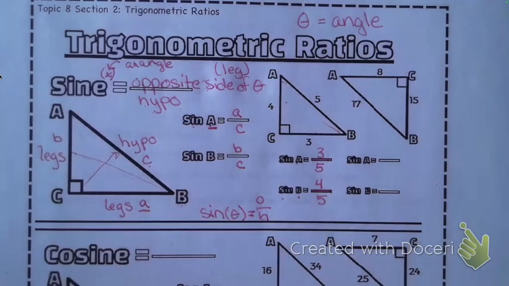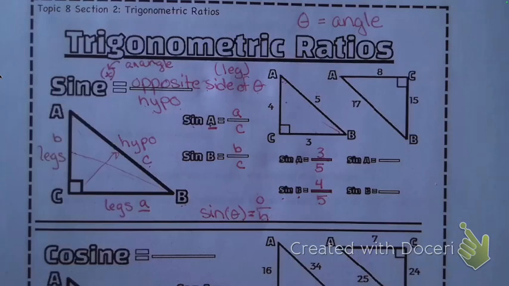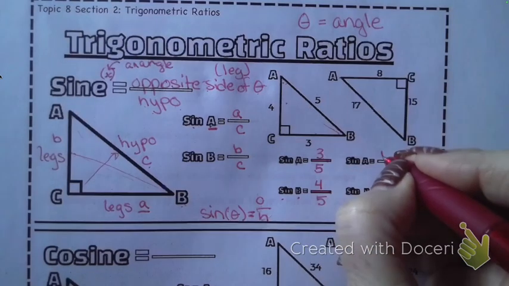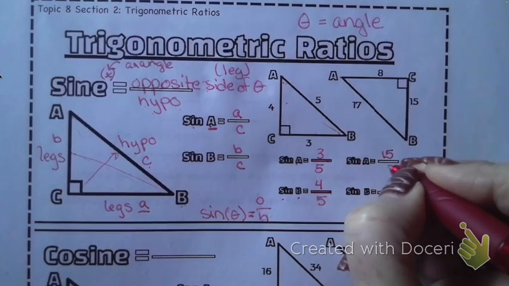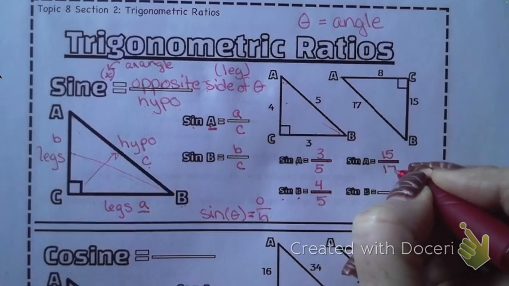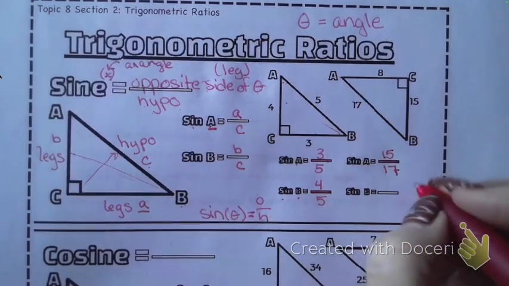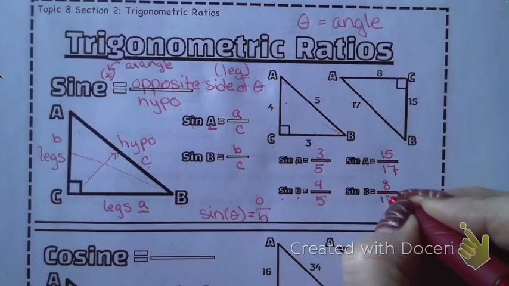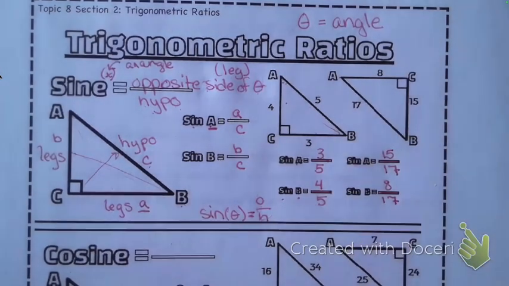So who would like to give me sine of A? Tristan? It'd be 15 over 17. Does everyone have 15 over 17? Kerrigan, you want to give me B since you raised your hand? 8 over 17. Does that make sense? Okay.